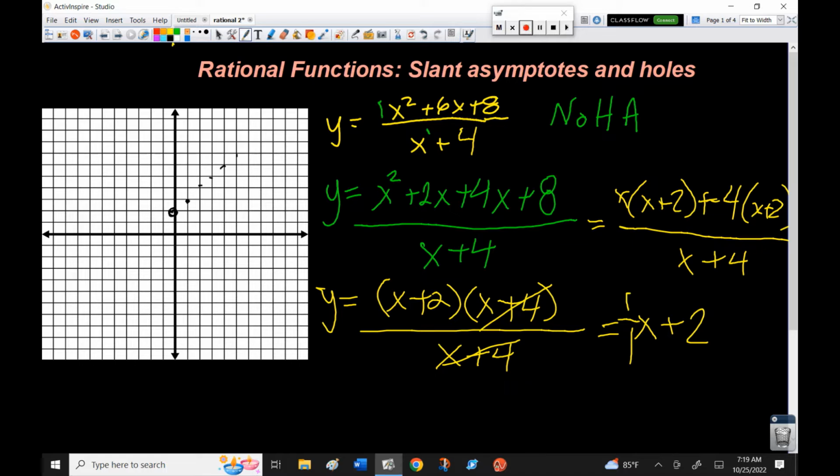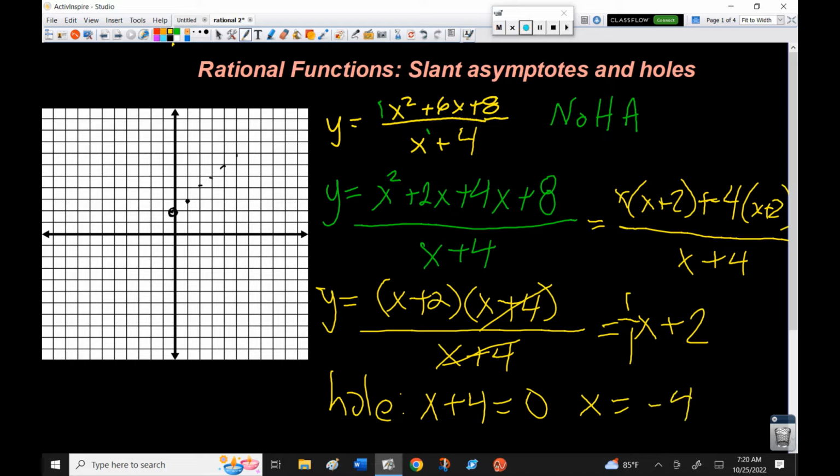Now, be really careful, because when these things canceled, that means we have a hole. And this hole is going to occur wherever x plus 4 equals 0. Where does x plus 4 equal 0? X plus 4 equals 0 at negative 4.